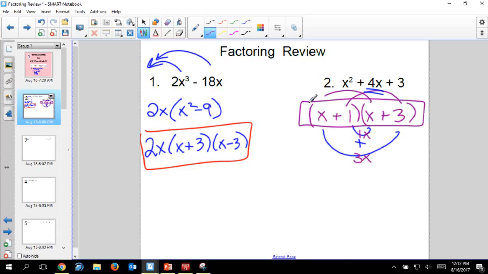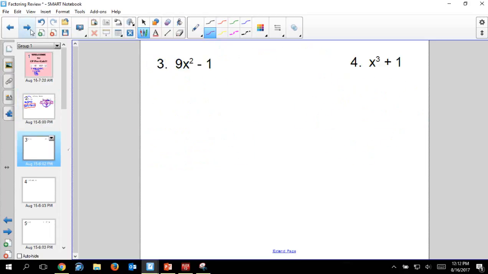All right, the next one I want to do is number 3. So number 3 is, what do we do first? Factor out the GCF. Excellent. Did. Okay, try to remember. So is there a GCF? Yeah. So where are we going to go next?